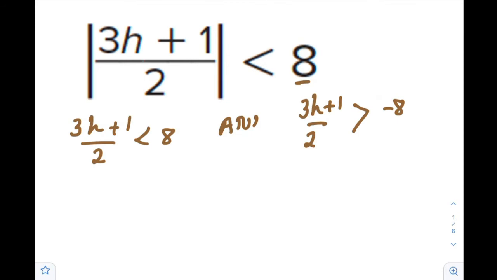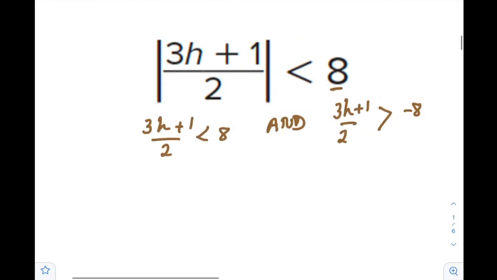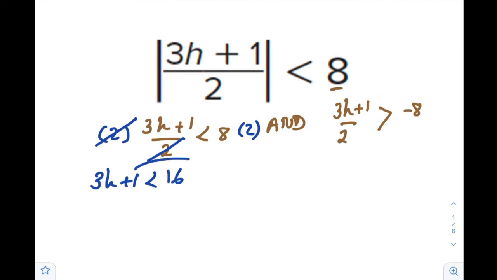Yes. So I will solve each one. When you solve, make sure that you don't have a denominator. Better to multiply. 16 minus 1, 15, divide by 3, so h is less than 5.